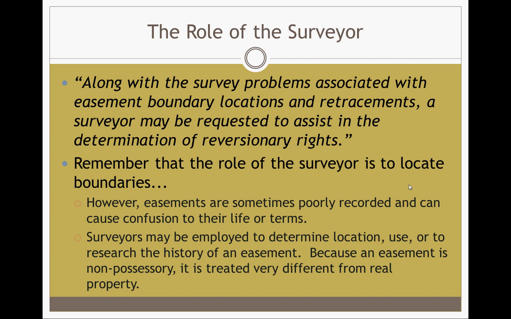However, easements are sometimes poorly recorded and can also cause confusion to both their life or the terms of the agreement. And this happens a lot when easements are created between two individuals and there's no record of the easement. So-and-so said I could use his land to go back and forth. I'm going to use the levee as a point of entry into my property. Well, we shook on it, and it was 1954. Well, things have changed since then, and somebody bought the property and doesn't want the easement anymore. And the issue becomes, is there anything to back it up? And sometimes they're poorly recorded.